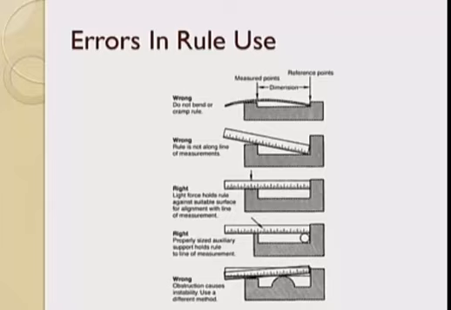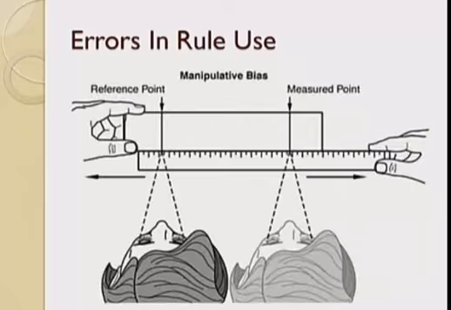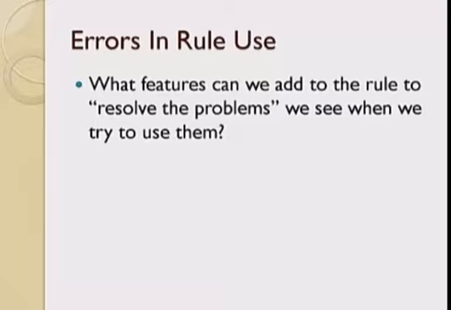You'll also have error if you have an obstruction that causes instability; that will require a different method. One of the difficulties of using a rule, especially a longer rule, or making measurements over a longer length, is that it's hard for your eyes to keep track of both the reference point and the measure point at the same time. As you look at the reference point to make sure it's lined up, and then move to the measured point to see if it's lined up, the reference point may actually move. That can create error also. That's called manipulative bias.